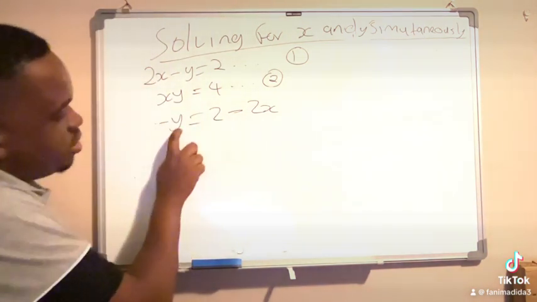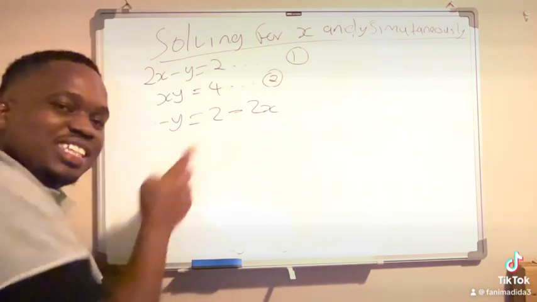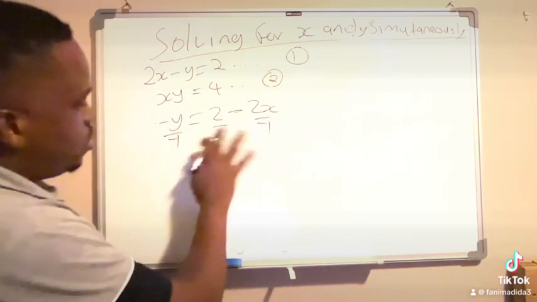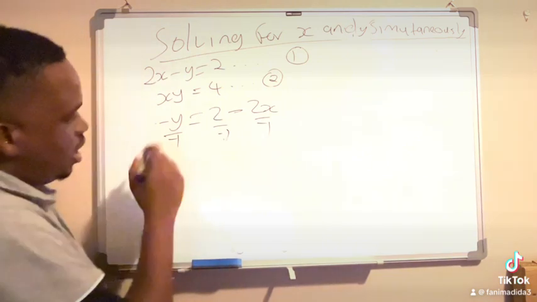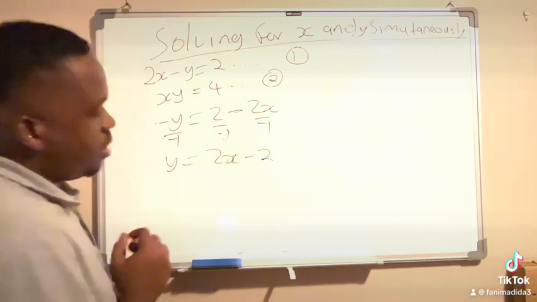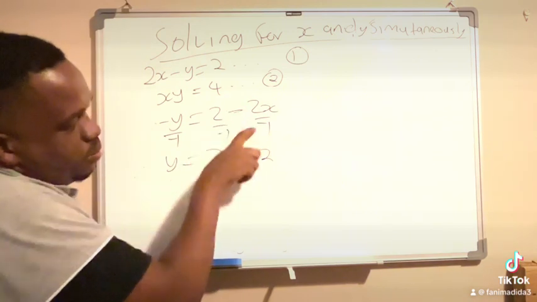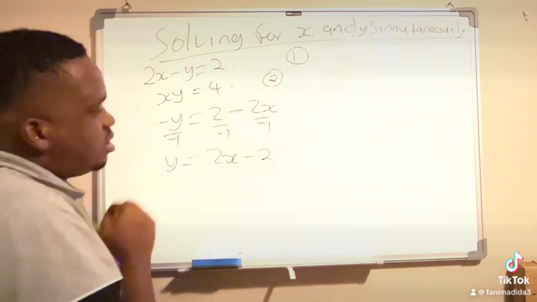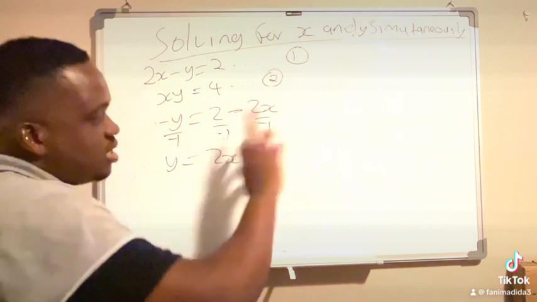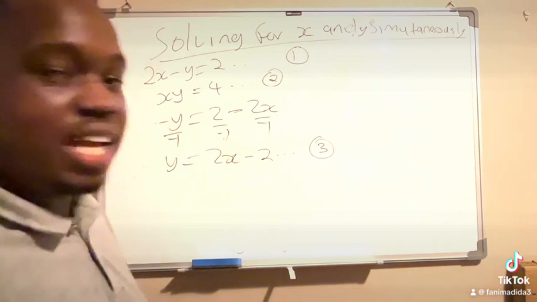How do we make this y a positive? You can see that the coefficient of this y is negative 1, so we can divide by negative 1 throughout. If we do that, you can have y is equals to 2x minus 2. That's basically the whole equation changing. This negative and this negative, when you divide, become a positive. But this 2 over negative 1 becomes a negative 2. I just rearranged the equation, and from there I'm going to name this one my equation 3. I hope you guys are following.